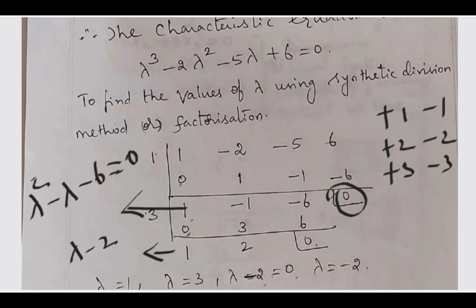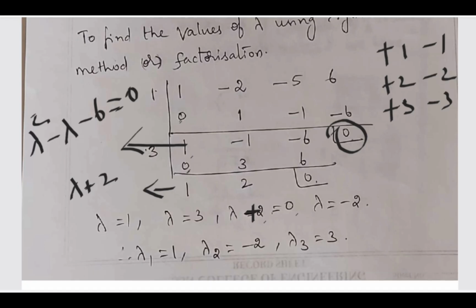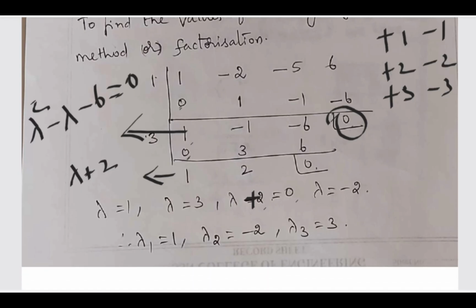So lambda minus 2, and lambda plus 2, because it is plus 2 there. So lambda plus 2 equal to 0, so lambda equal to minus 2. So this is the way to find the roots of this equation. So now we found the roots as lambda is equal to 1, lambda is equal to 3, and lambda plus 2 equal to 0, so lambda equal to minus 2.